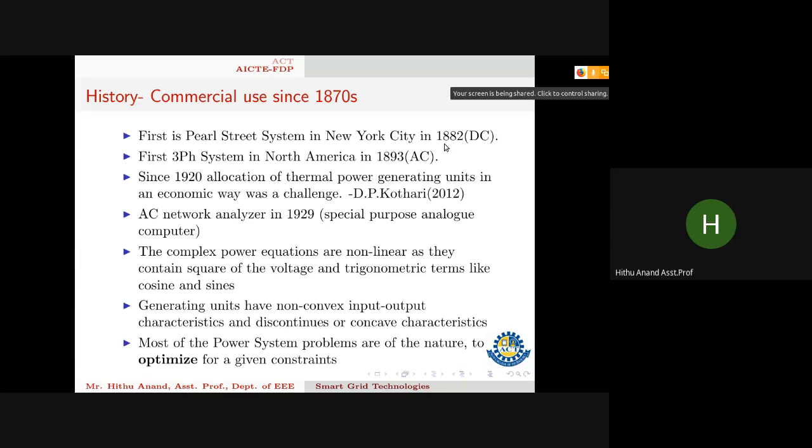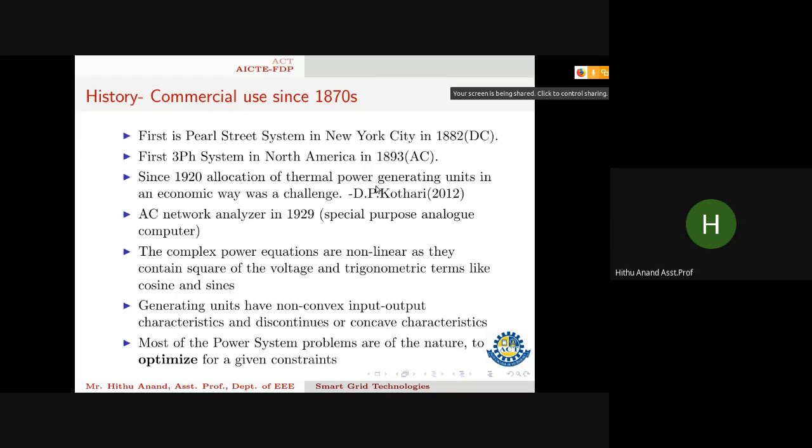So in 1882, the first DC system was installed in Pearl Street system in New York City. As I said before, it is like a gap of two generations. Later on, after some years, like 11 years, I believe, we had the AC system installed. That is also in North America, not in any developing countries. It's all happening in almost developed countries. So in 1920 we had thermal power generation units.